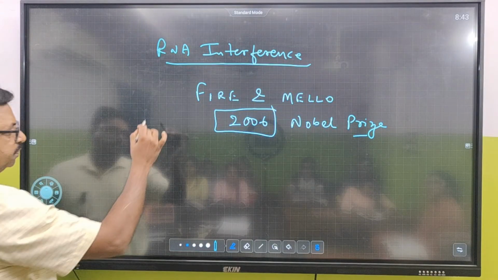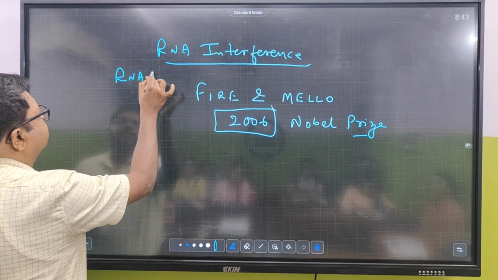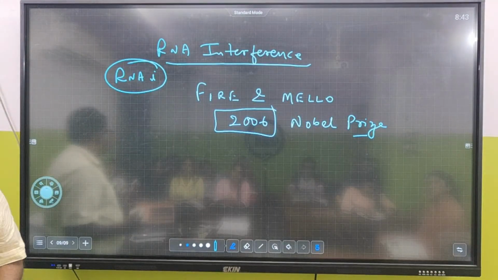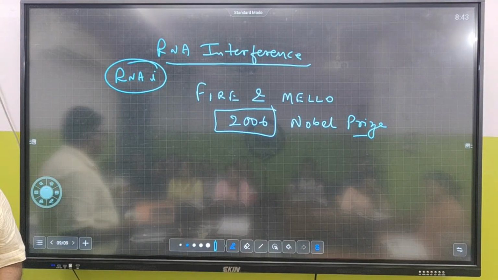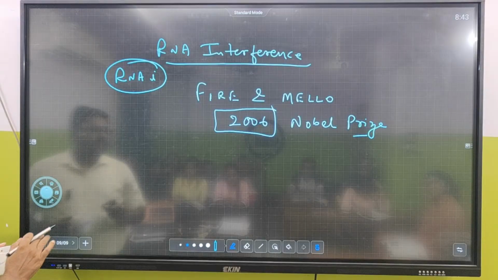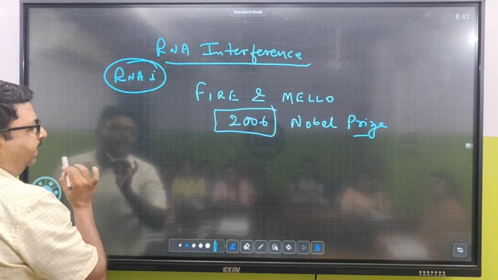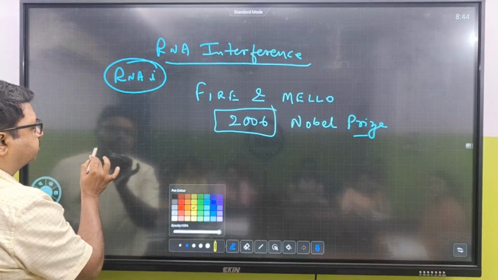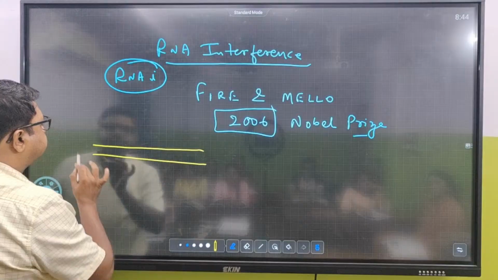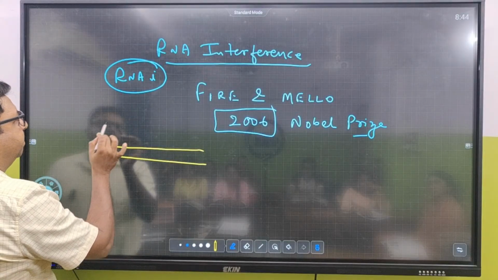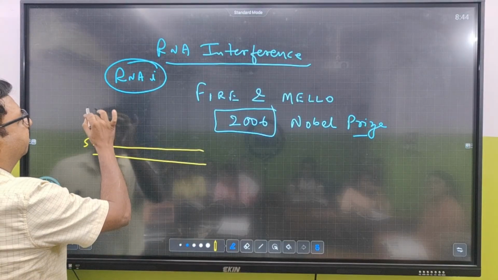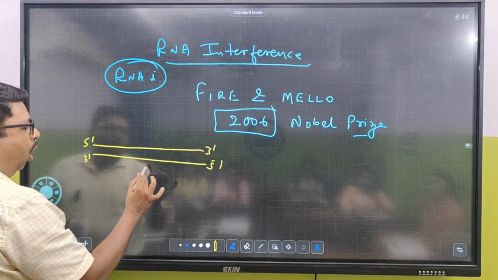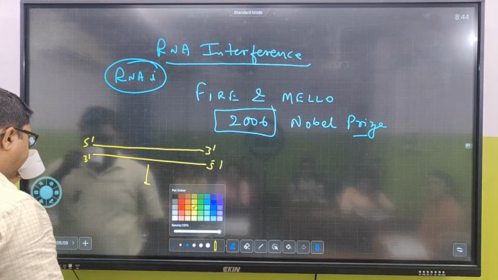Now, RNAi, what is the concept of it? Understand. Now we are going to get into the details of it. Now see, this is the DNA. 5 prime, 3 prime, 5 prime, 3 prime. Normally it makes what? Normally it makes single strand mRNA.